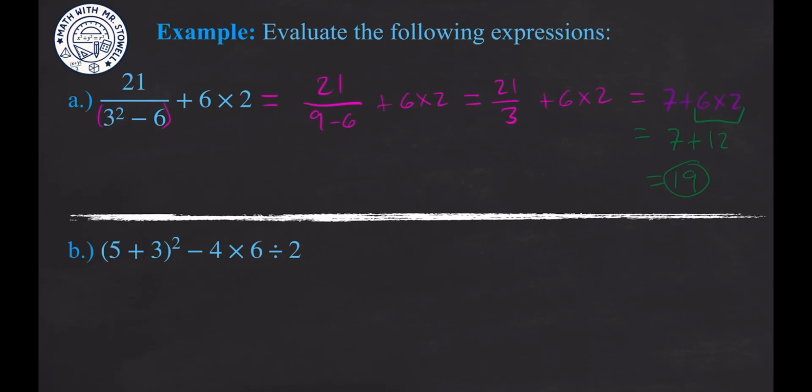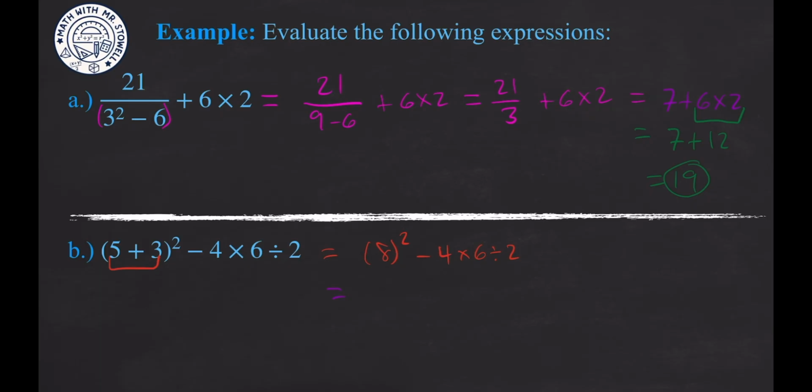Looking at the next one, we see we have parentheses of 5 plus 3, quantity squared. We subtract 4 times 6, and then we divide by 2 on that. Order of operations. Let's start with the parentheses. Inside the parentheses, we have 5 plus 3, which gives us 8. So this is going to be 8 squared minus 4 times 6 divided by 2.